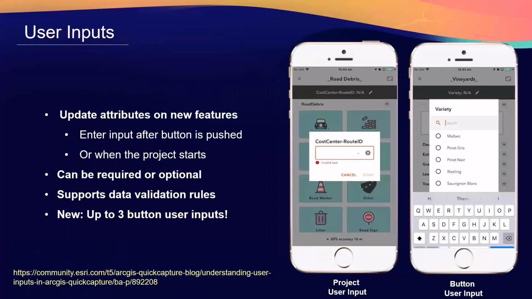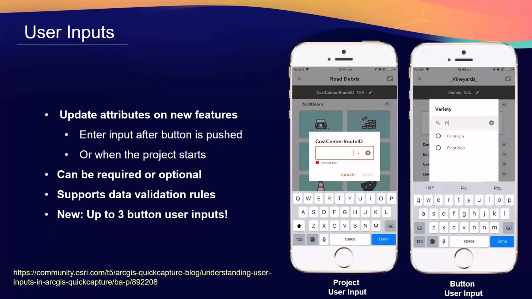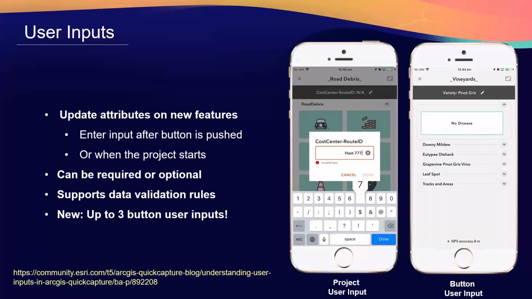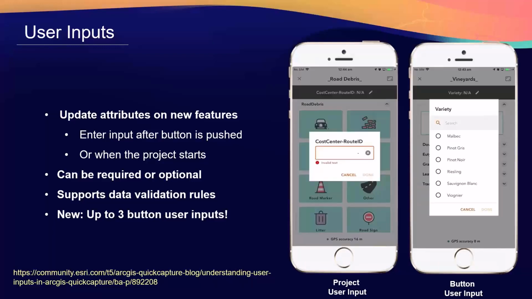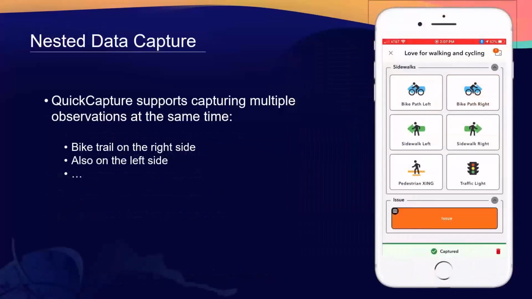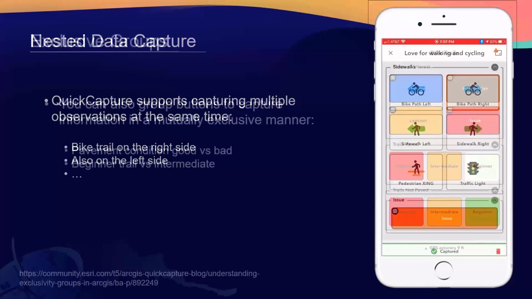User inputs, super critical to get this right. You still want to keep the fluent data collection experience, but the user inputs are going to give you extra power to enrich your data with specific information. Nested data capture, super important. In my example, it didn't make sense to have the green and the red buttons on at the same time, but sometimes it does. Like in this case, you are collecting data. I have a bike path on the right, a bike path on the left. Why not? You can create 2 lines at the same time. That's fair game, okay? Nested data capture.